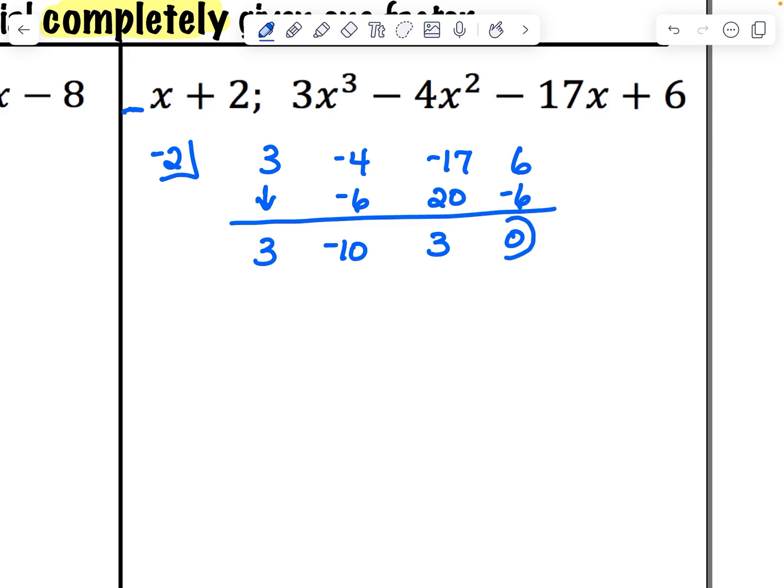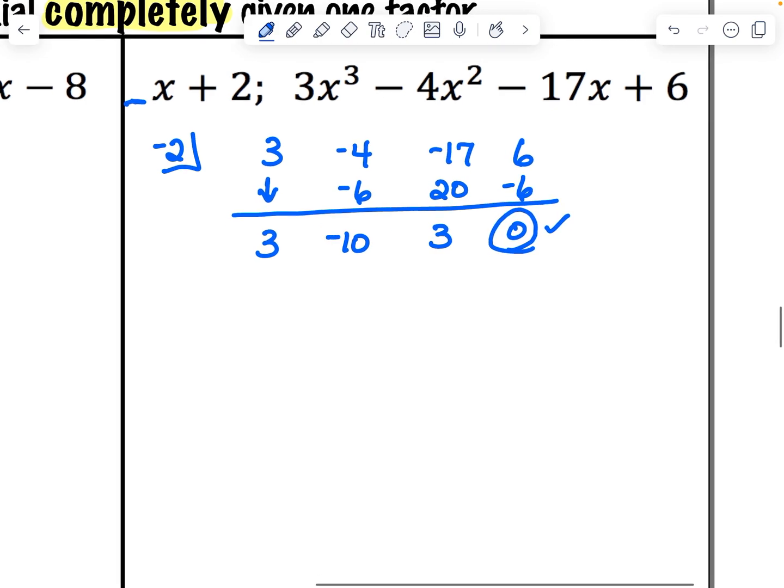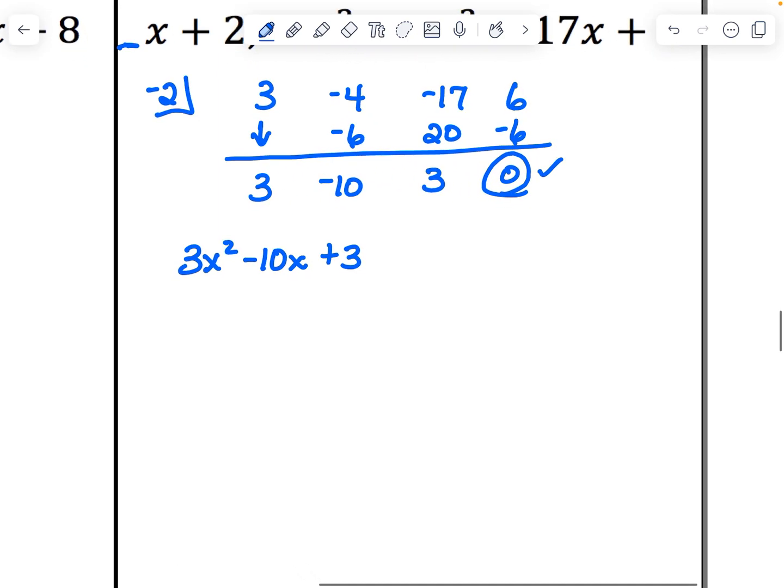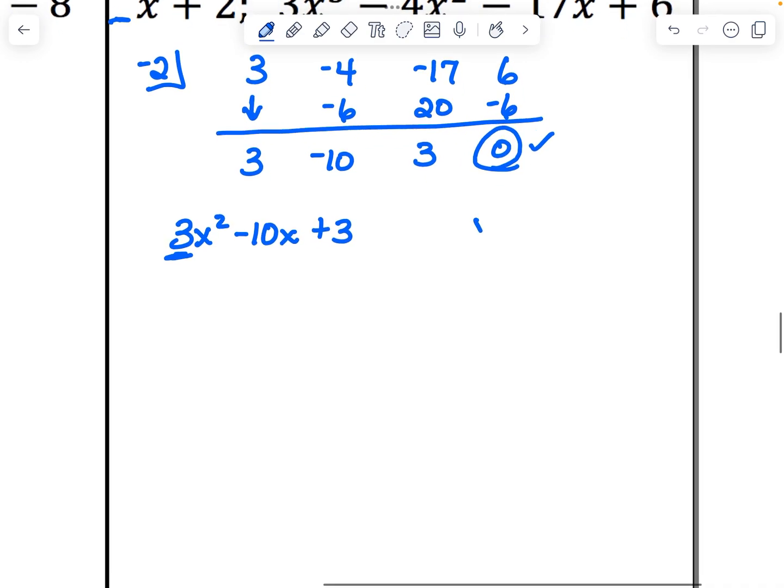I get a remainder of 0, which we should get because they told me it's a factor. Now I write my answer: 3x squared minus 10x plus 3. Now, since my coefficient is not 1, I need to do the AC method.